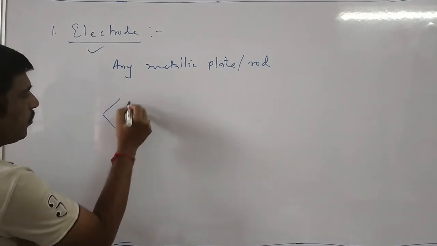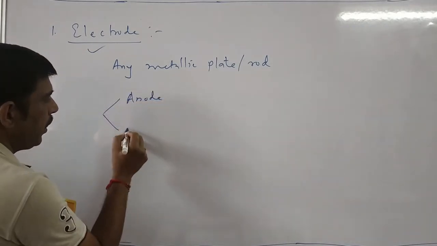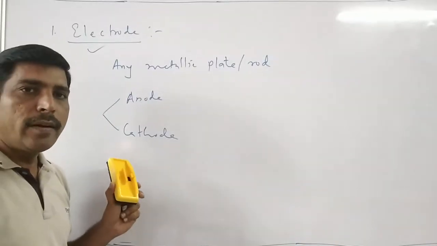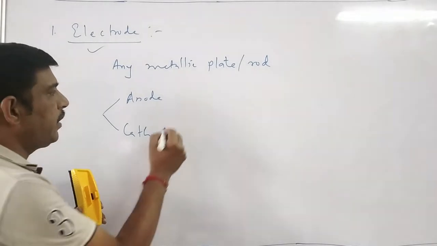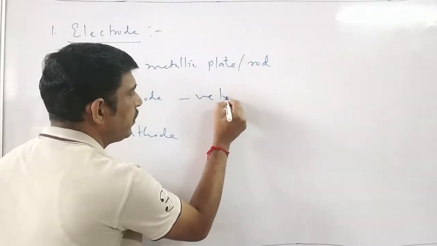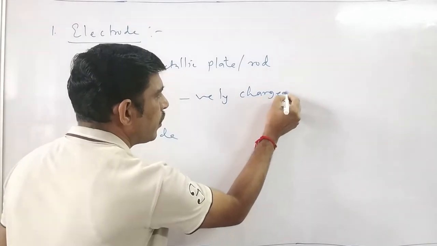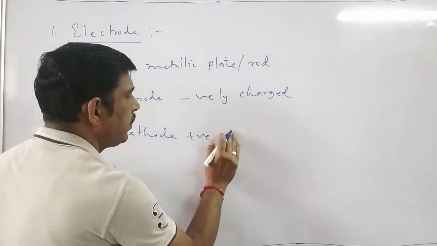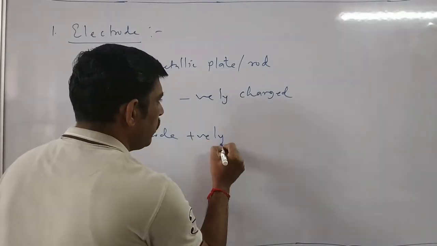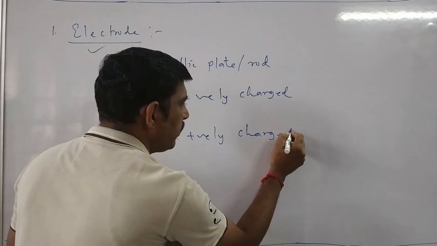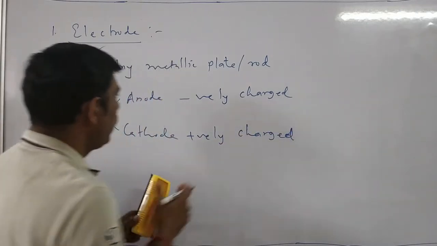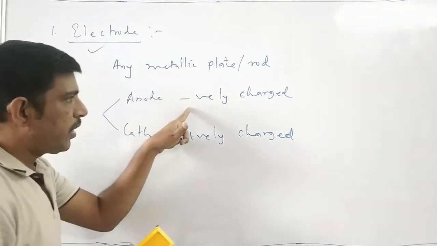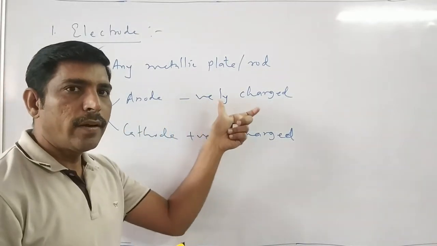So these electrodes are of two types. One is anode and another is cathode. If you are talking about the galvanic cell, in a galvanic cell the anode is the negatively charged electrode and the cathode is the positively charged electrode. So that is the difference. Electrodes are of two types, one is anode, another is cathode. Particularly I am talking about a galvanic cell.